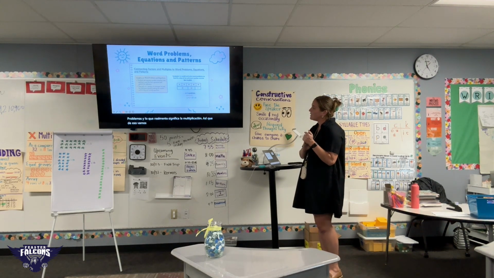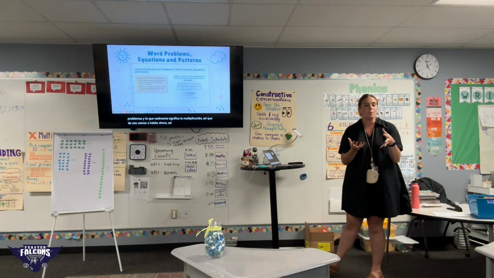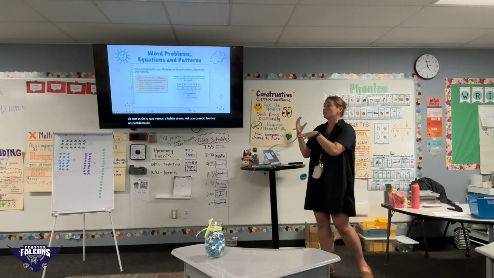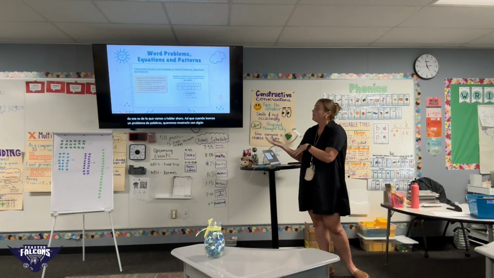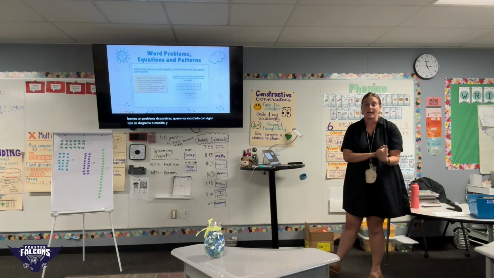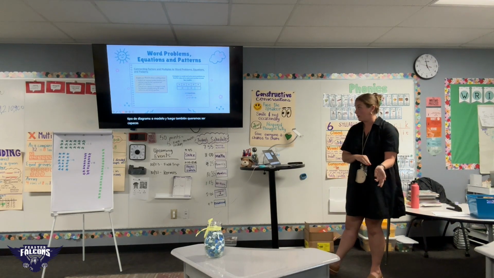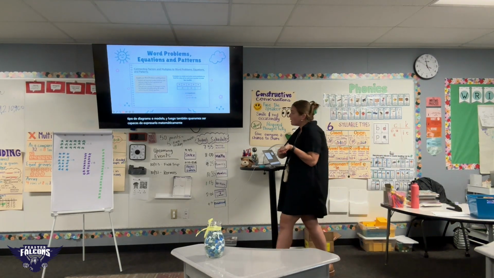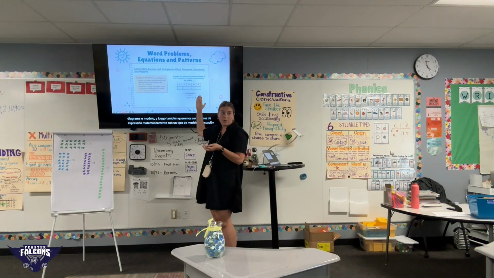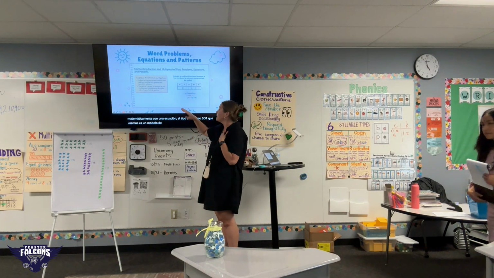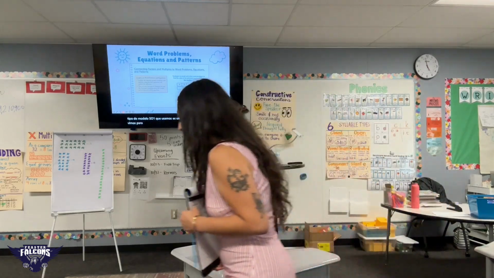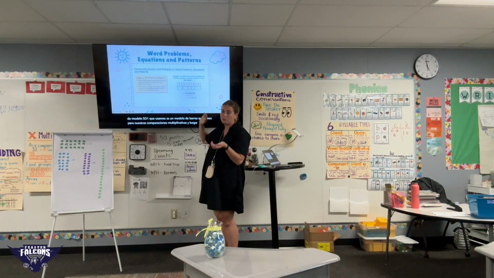So when we read a word problem, we want to show it with some sort of diagram or model. Then we also want to be able to express that mathematically with an equation. So one type of model that we use is a bar model that we saw for our multiplicative comparisons. And then we also have equations that match up to the bar models.